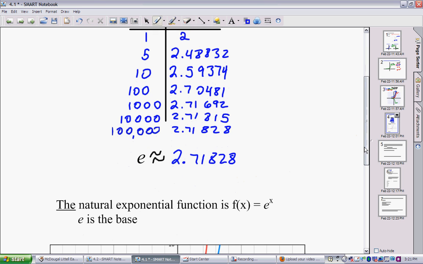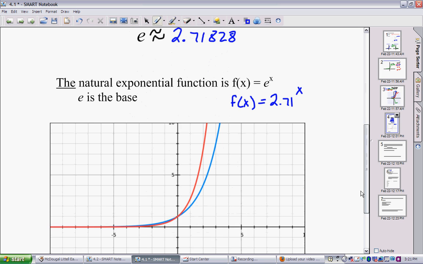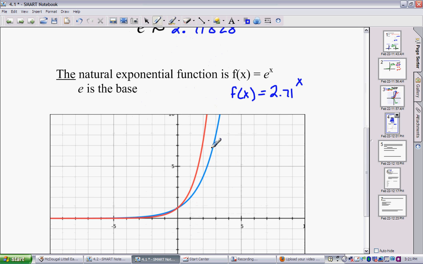And when we use e in an exponential function, it's called the natural exponential function. f of x equals e to the x, where e is the base. So if you think about it, it's 2.71, roughly, to the x. Therefore, the graph is going to be going up faster than f of x equals 2 to the x, which is in blue, and in the red is the natural exponential function, f of x equals e to the x.